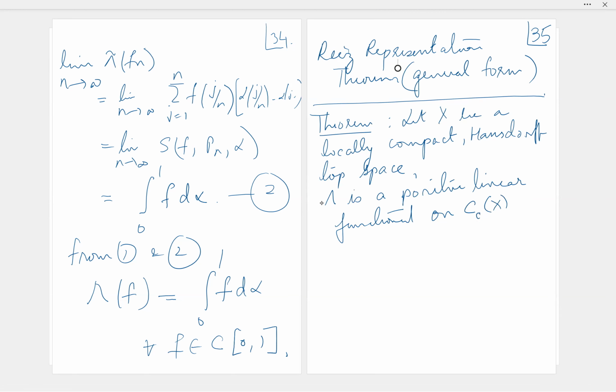Okay, so what is Cc(X)? This is all continuous functions on X with compact support. I will make this very clear, but this is just like C[0,1], but now I have a locally compact topological space here. And to make sense of things, then I need the Cc(X). So we'll see this in more detail, okay?